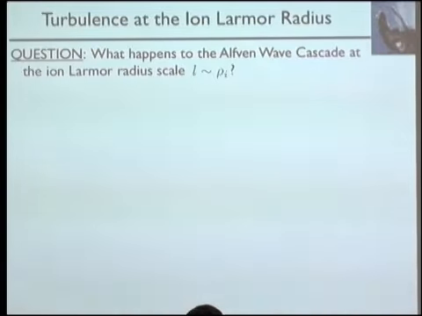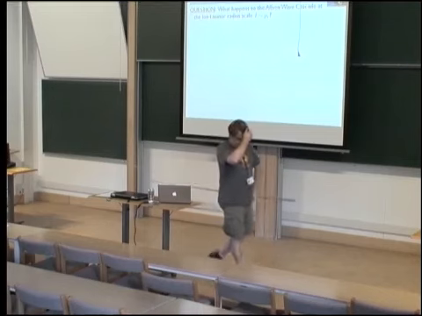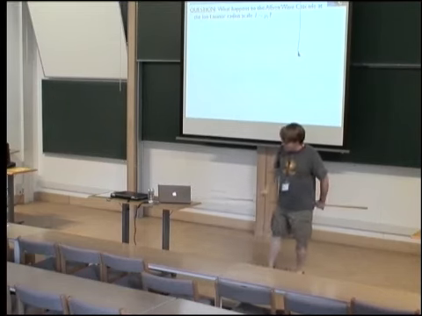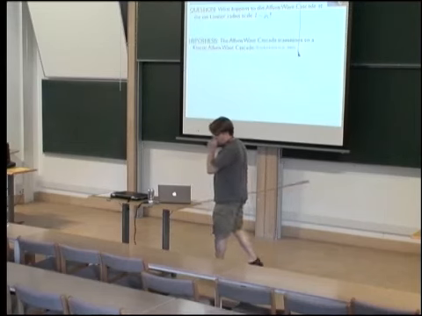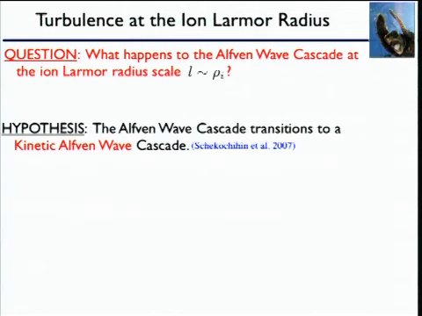So our Alfvén waves have cascaded along, and the question next is what happens to the Alfvén wave cascade when we get to K perp rho of order 1? The notion, which has been written out in several papers now, is that the Alfvén wave cascade transitions mainly, primarily, or wholly to a kinetic Alfvén wave cascade.